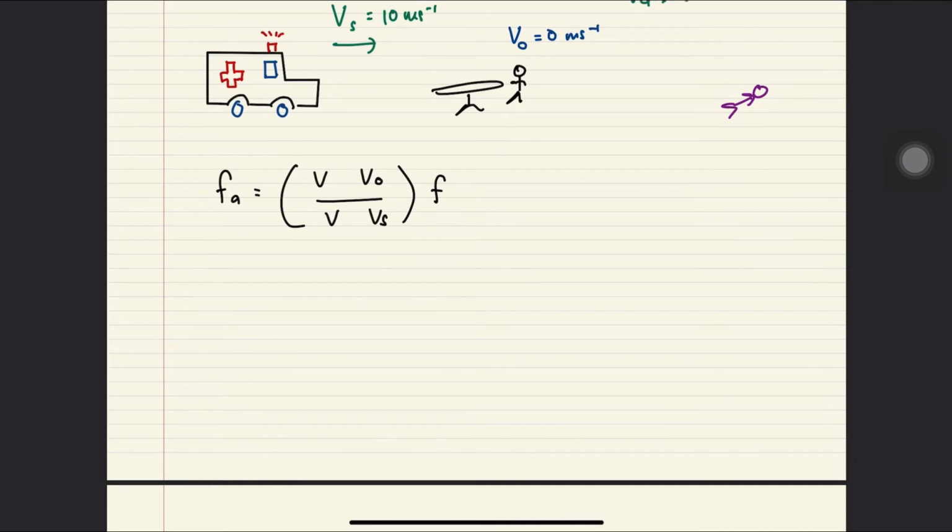you have to think a little about this case. The ambulance is coming towards you, so you should hear a higher frequency, so you should use the top one over here. Okay, let me just copy this one first.